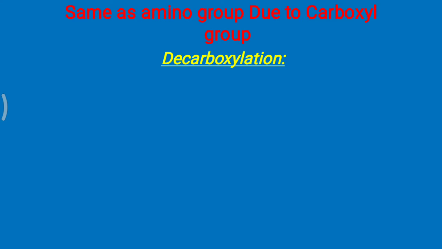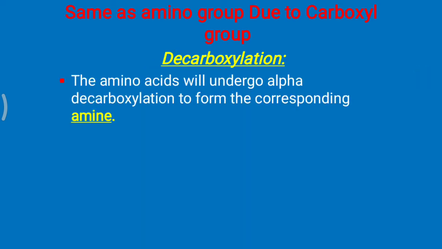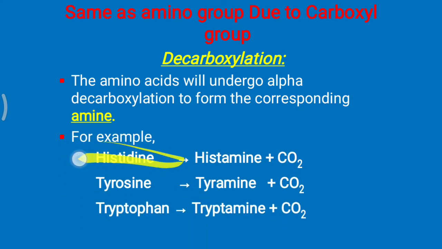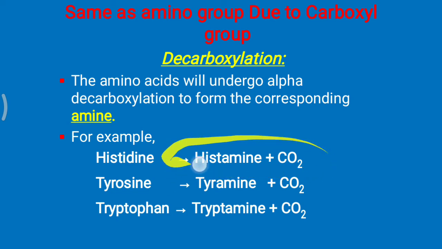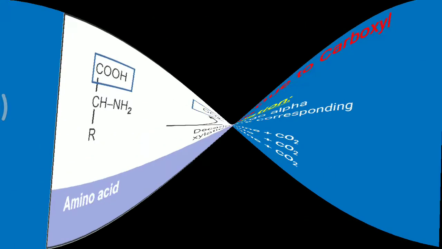Like the amino group, you also have to remember the carboxyl group of the amino acid, which is also an important part of the amino acid. If the carboxyl group is removed, that process is called decarboxylation, and it is also biologically important. The amino acid undergoes alpha decarboxylation to form the corresponding amine. Histidine is converted into histamine, tyrosine is converted into tyramine, and tryptophan is converted into tryptamine. These three are important. One of the most important is histamine, which is used as an allergic mediator inside the body.